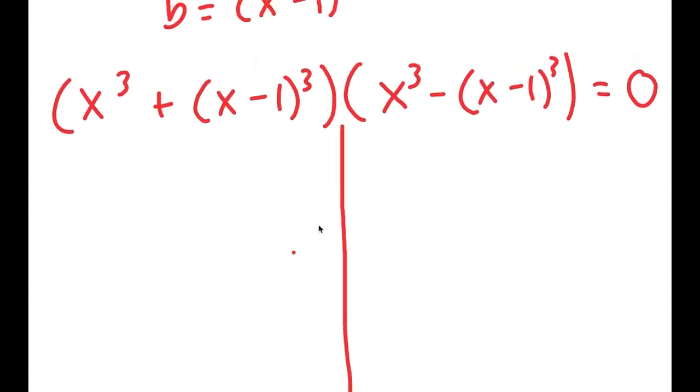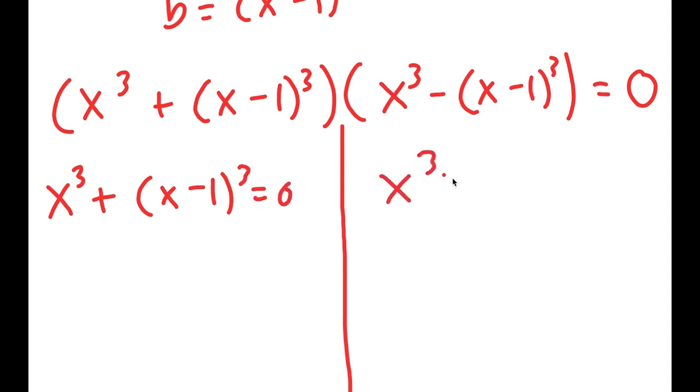Now from here, I'm going to divide this into two equations. So for my left-hand side equation, I get x^3 plus (x - 1)^3 is equal to 0. And for my right-hand equation, I have x^3 minus (x - 1)^3 is equal to 0.